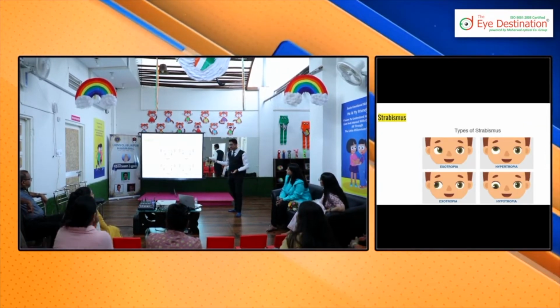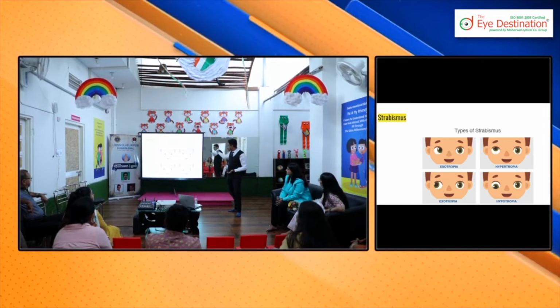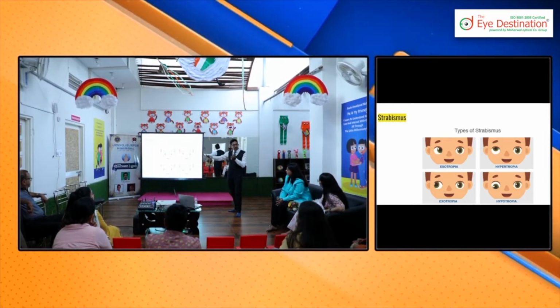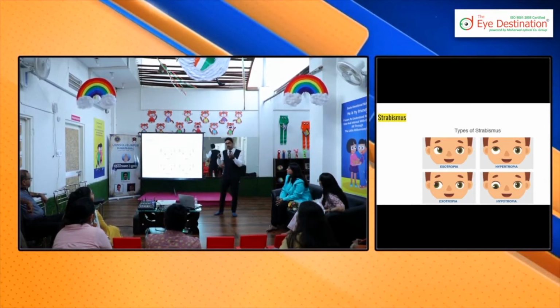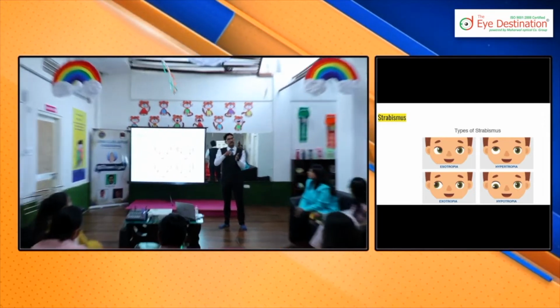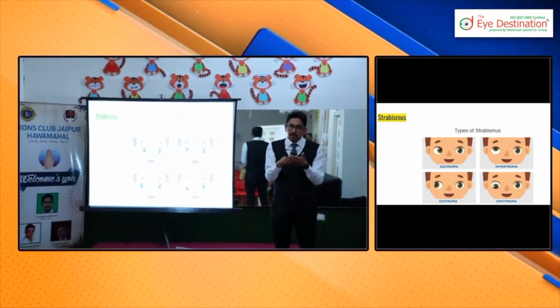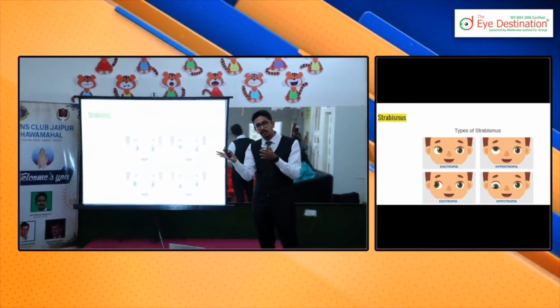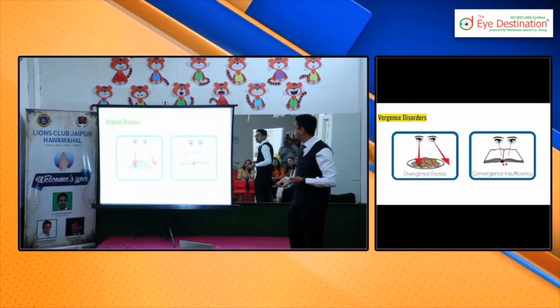There are squinting problems that we see. You see one eye moving abnormally, inside or outside. It can happen constantly or it can manifest at certain times. जब बच्चा पढ़ रहा है, थक गया है, तब उसकी एक आंख बाहर चली गई है अंदर. We need to notice that.